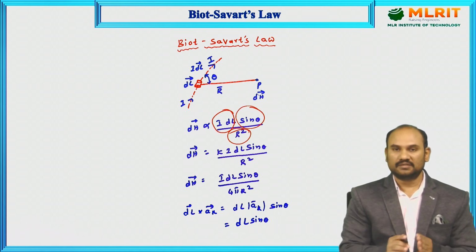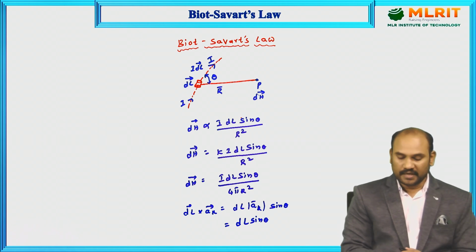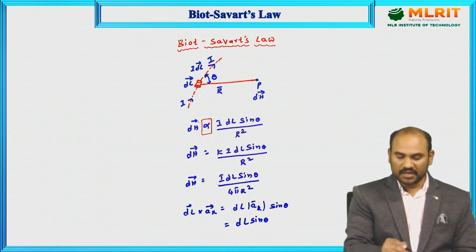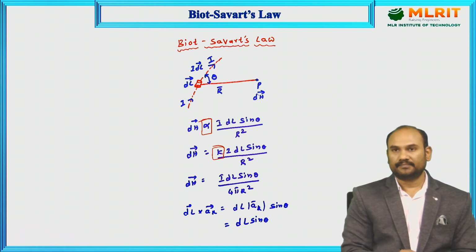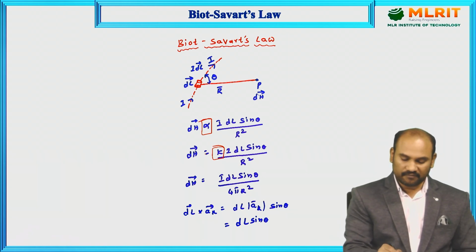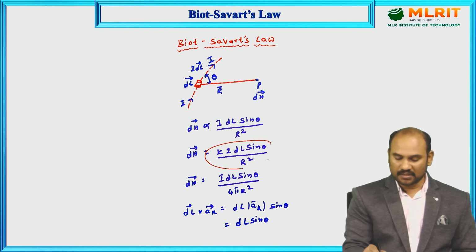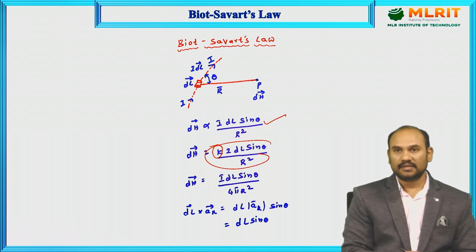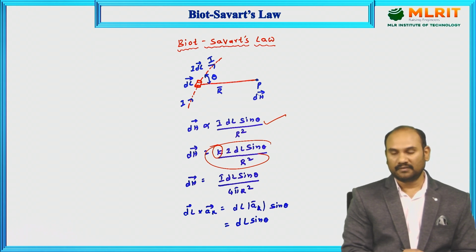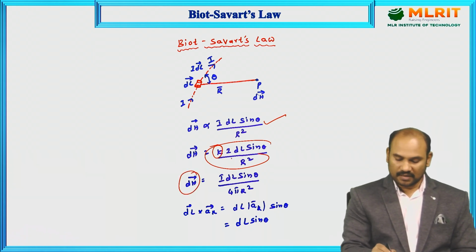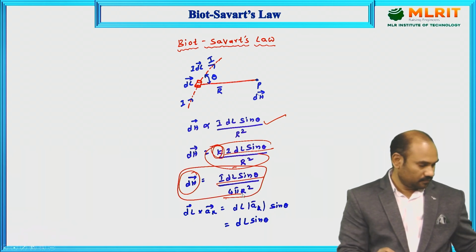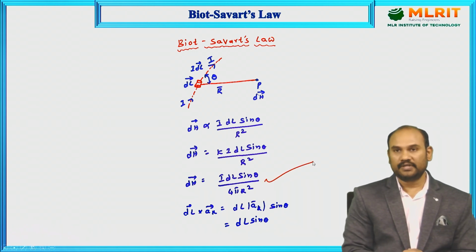So to summarize, we write this equation. Next, to remove this proportionality, we have to take a proportionality constant, which is K. By replacing it with K, in place of the proportionality symbol, we get equality. So dH is K Idl sin theta by R square. The same thing, just we have included K. What is K? 1 by 4 pi. So dH is Idl sin theta by 4 pi R square. So this is the final form which we get.